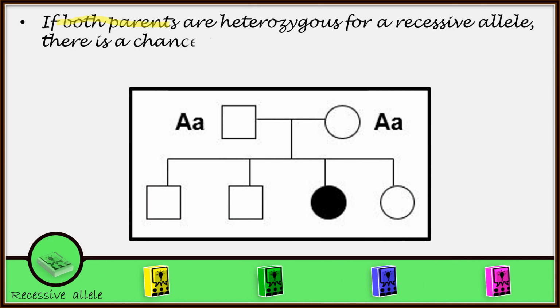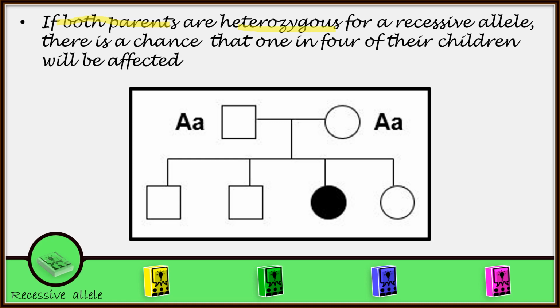If both parents are heterozygous for a recessive allele, there is a chance that 1 in 4 of their children will be affected. So there is a possibility that one of the children will inherit the recessive allele. And when that child inherits the recessive allele, that child is going to be affected.